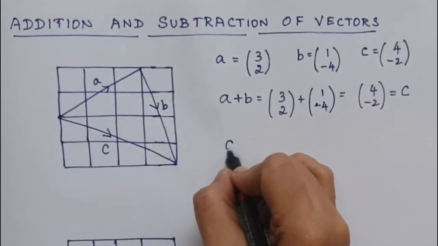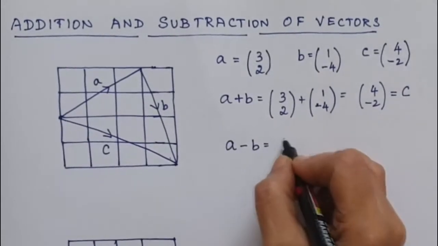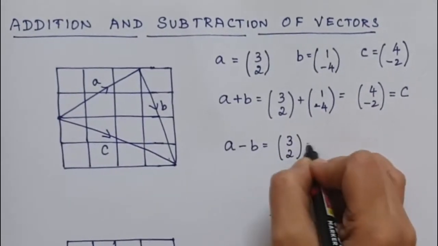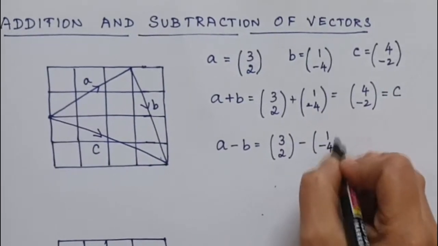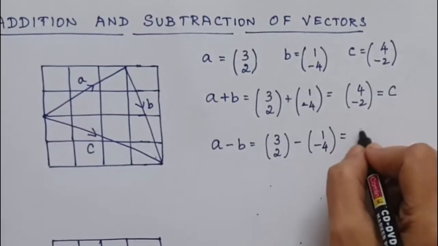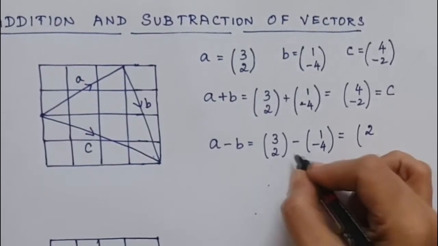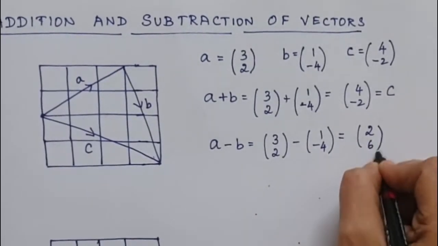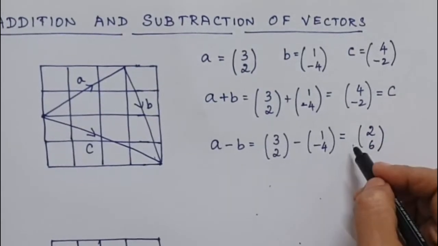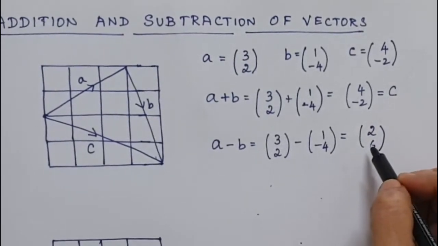Now in the same way, if we need to subtract our vectors, A minus B, that is (3, 2) minus (1, -4). That will be 3 minus 1, which is 2, and 2 minus minus 4 is 2 plus 4, so it will be 6. So addition and subtraction of vectors can be done in this form.